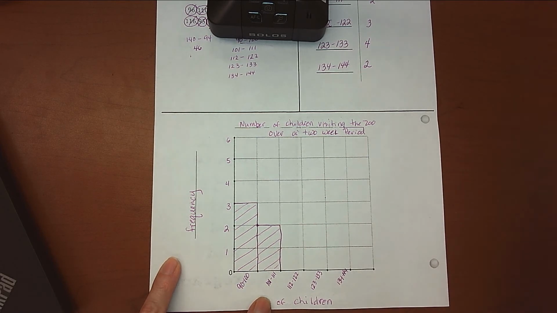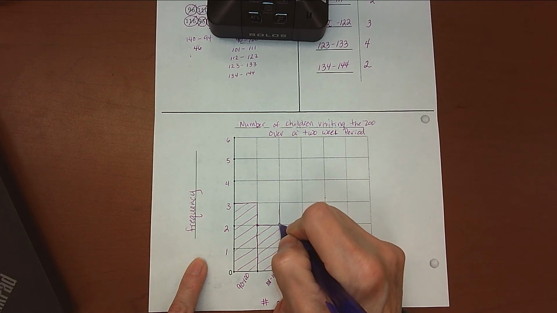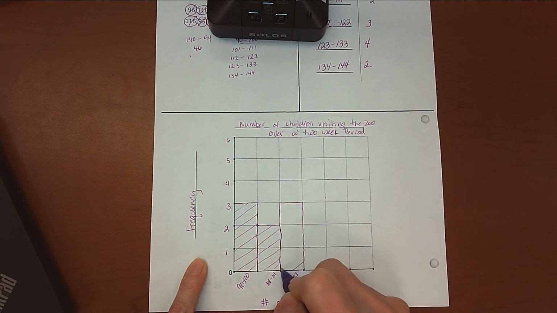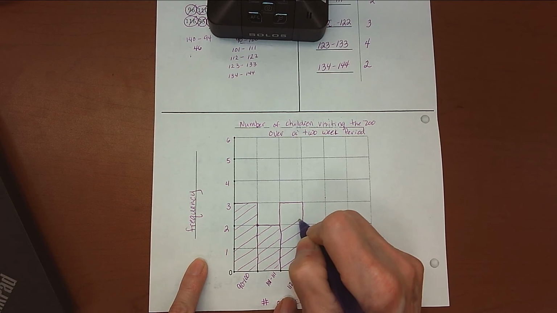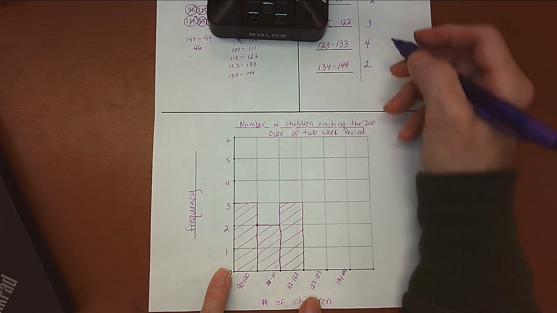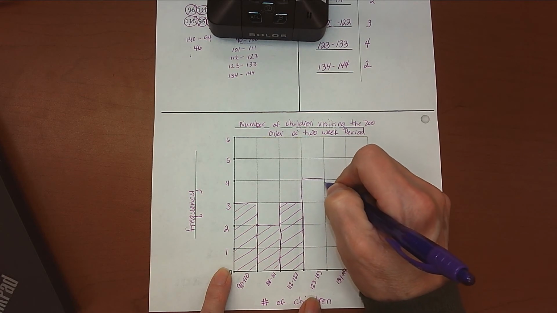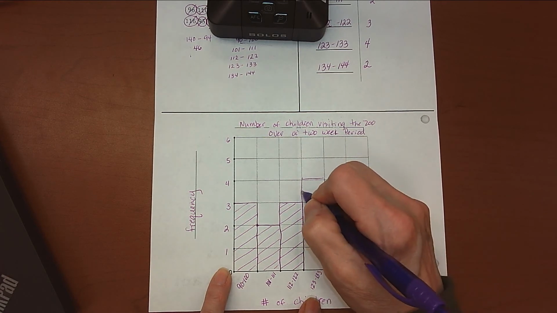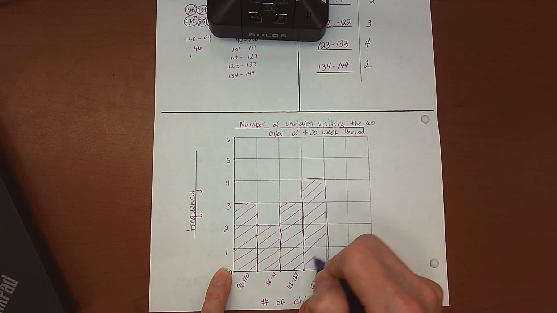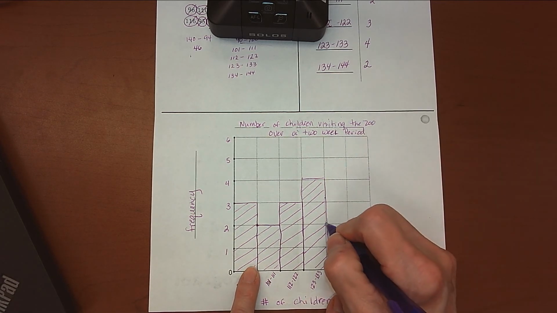And then for the 112 to 122, we had 3 pieces of data in that one. And so we will graph this. And then for the 123 to 133, we had 4 pieces of data that fell in there. And finally, in the 134 to 144 range, we had 2 pieces of data.